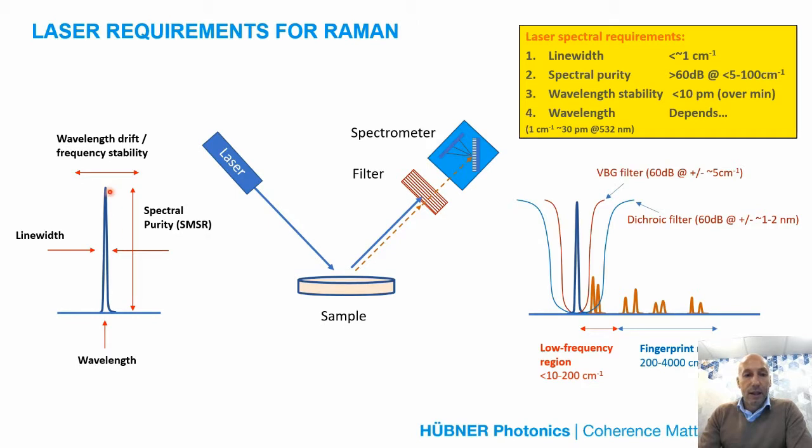Then there is the wavelength stability, because it doesn't help if the line width of the laser is very narrow if the wavelength is drifting around during the acquisition time of the Raman spectra. So in order for the wavelength stability not to be limiting the spectral resolution of the Raman spectrometer, it has to be better than a few picometers over several minutes or up to hours, which it can take to record the Raman spectra.